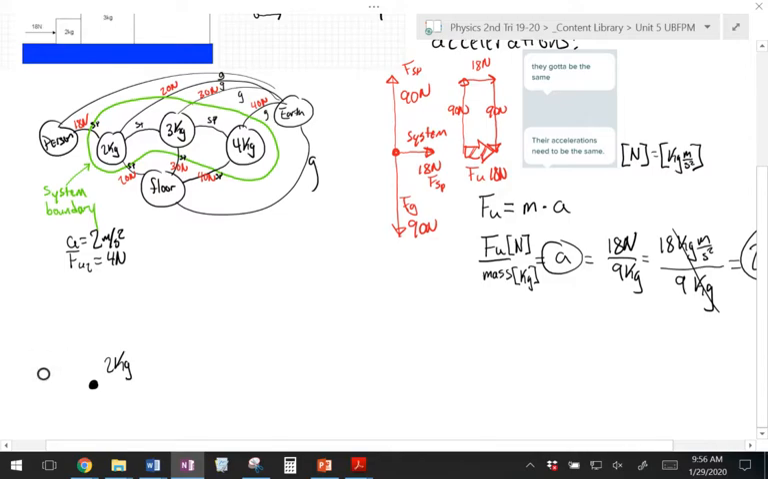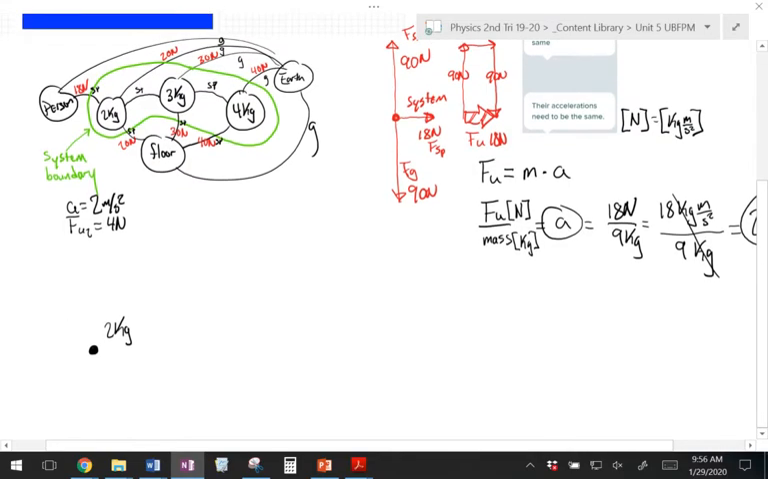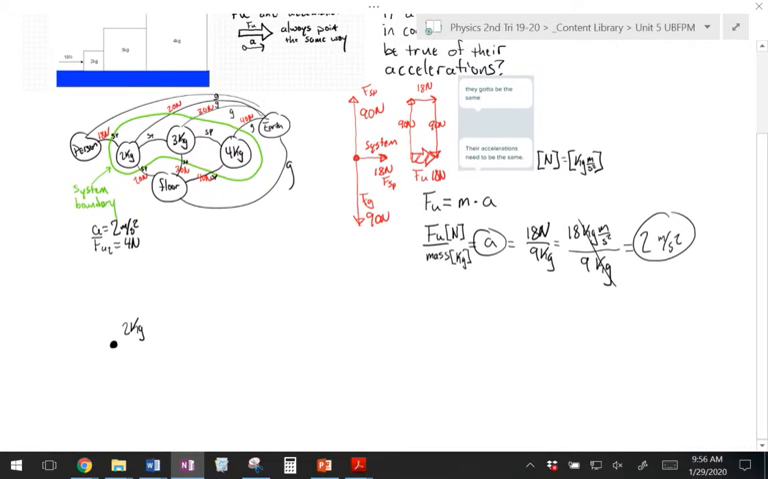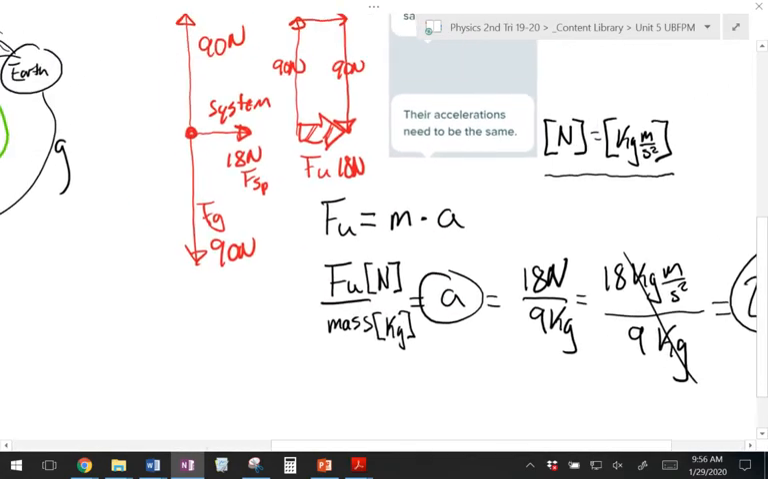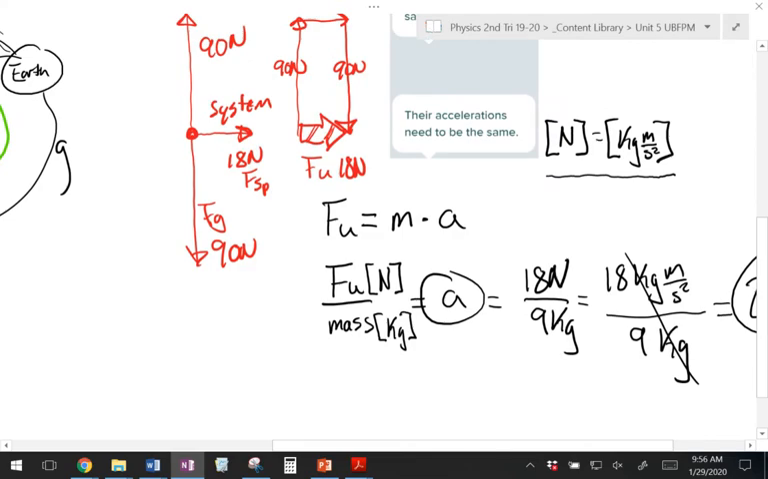How'd you get 18 newtons equals 18 kilograms meters per second squared? From our lab, no, good question, because this comes up a lot. From our lab, we established that those things are equivalent units.